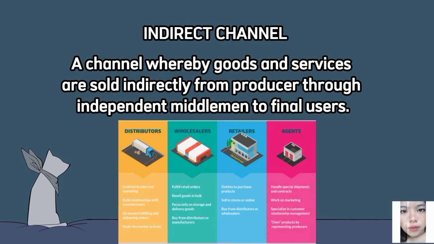Example ng indirect channel is wholesalers and retailers. Sa wholesalers, sila yung bumibili ng products na maramihan or bulto-bulto directly from the producers at binibenta nila yung mga products sa multiple retailers. Sa wholesalers, may dalawang intermediaries before makarating yung product sa end customer.